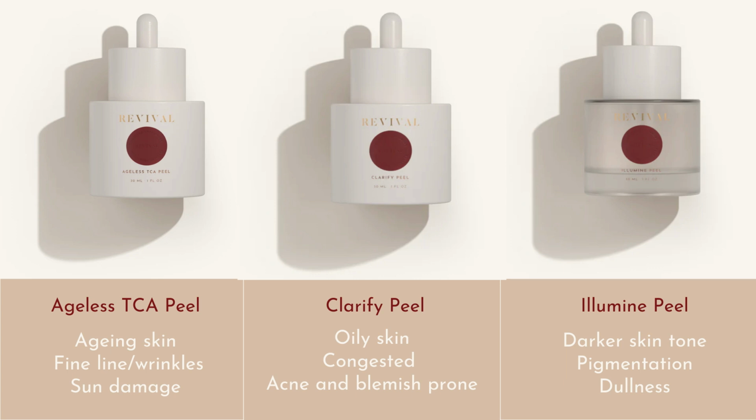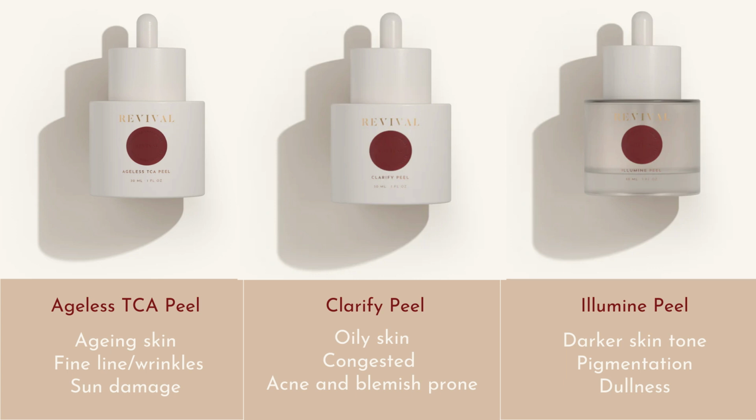And then the Clarify, that's for the younger clientele with oily skin, congested, acne, blemish prone. The Clarify peel has salicylic acid, niacinamide, zinc. So all of these target the oiliness. Get rid of the oil, control the oil, get rid of congestion. They're antibacterial, anti-inflammatory, so great for any breakouts. And also the niacinamide works on brightening up any blemishes.